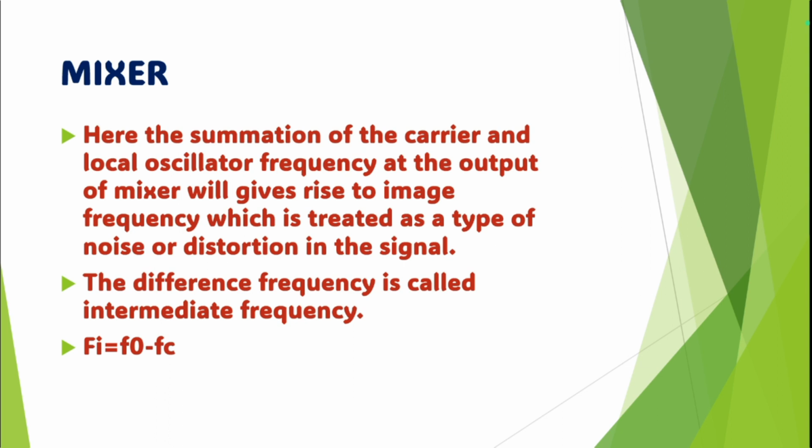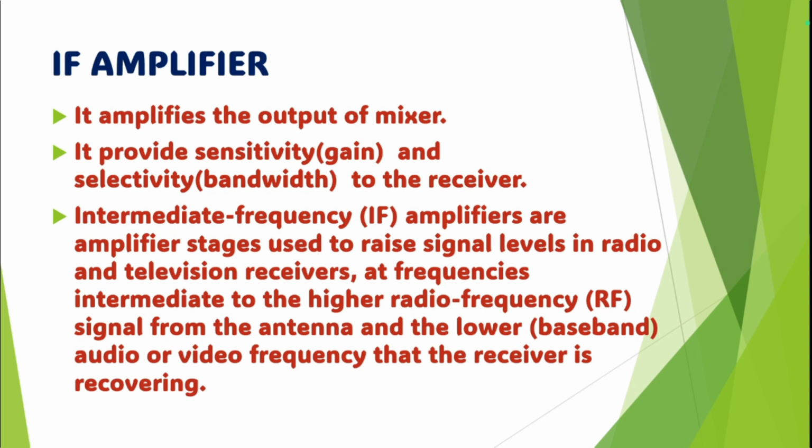So here we obtain two signals in the mixer, and it mixes them up, and finally there is a component which can distinguish a negative frequency or a positive frequency. So the next component is our IF amplifier. What is the function of this IF amplifier? Here IF means intermediate frequency amplifier.